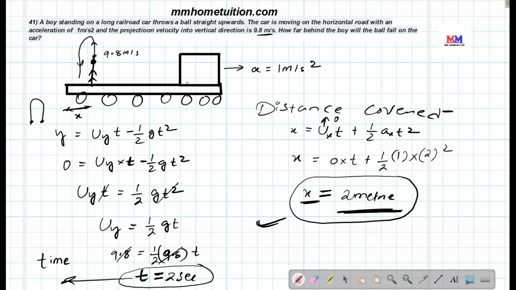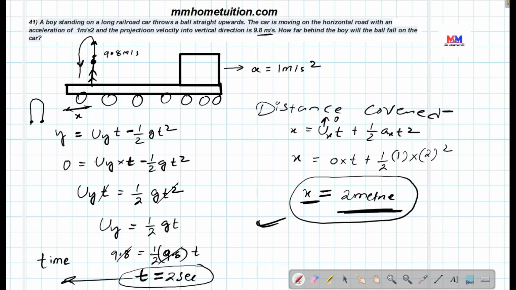So this is the rail car, and it is moving horizontally with 1 meter per second square. A boy standing on the long rail car throws a ball vertically upward with 9.8 meter per second, and it moves vertically upward, then strikes the ground. So what is the time taken? Y equals uy t minus half g t square.